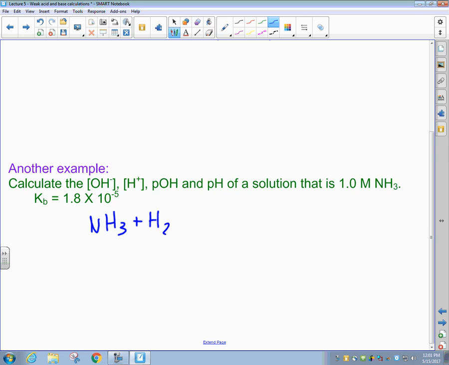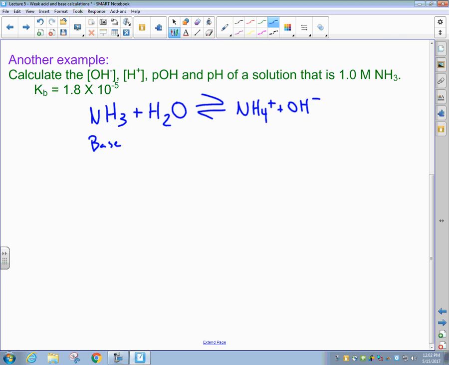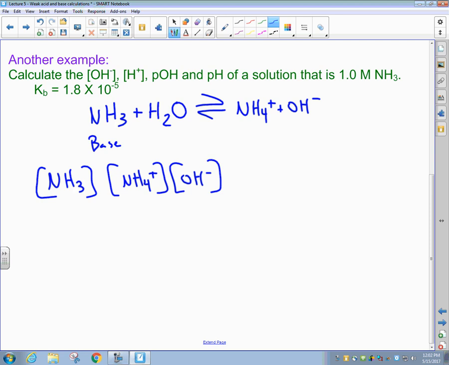NH3 will behave as a base, a hydrogen ion acceptor, when in a solution with water. We will form NH4 positive and OH negative. We're ready to go ahead and write an ice chart for this. We'll have concentration of NH3, concentration of NH4 positive, and a concentration of OH. Again, we're not including water because water is in the liquid state.